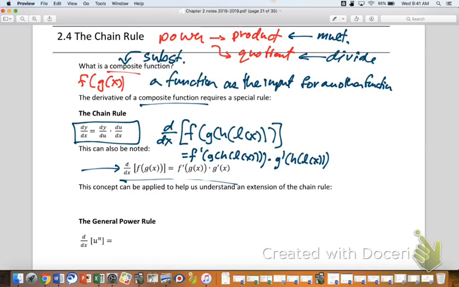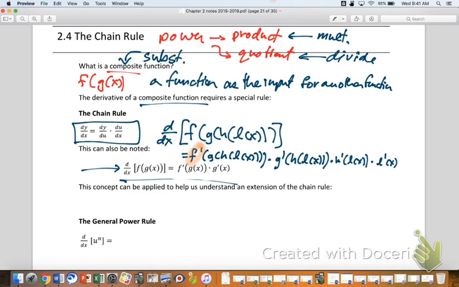Then what is the next largest box? H. So times H prime of L of X. And what's the tiny box? L of X. So then finally it would be times L prime of X. So please notice that each time all I'm doing is I'm opening up, aka differentiating, the next box that I come to. I can't see the other boxes yet, right?